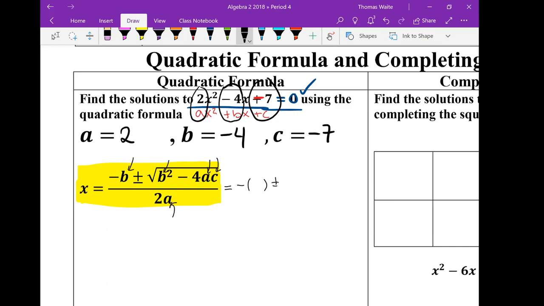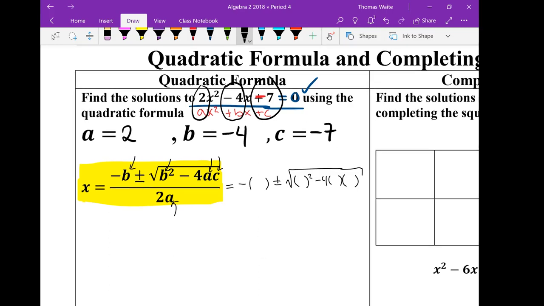So negative B plus or minus the square root of B, again leave a space, squared, minus 4 times an A times a C. So every time I'm saying a letter name, I'm just leaving a space with parentheses that I'm going to fill in with my values later. And then on the bottom, same thing, 2 times A.